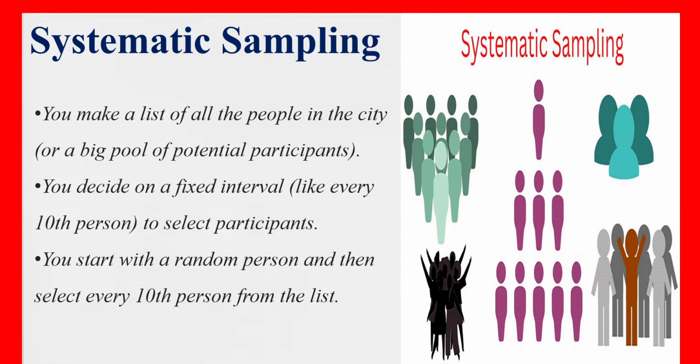So imagine you want to survey 100 people in a city of 1 million. You create a list of 1 million people and decide to select every 10,000th person. That is 1 million divided by 100, which becomes 10,000. So you start with a random person, say number 5, and then select every 10,000th person from there. Now why is systematic sampling good? Because it is efficient and easy to implement, especially when you have a large population. However, it might not be as representative as random sampling if there is a pattern in the list.